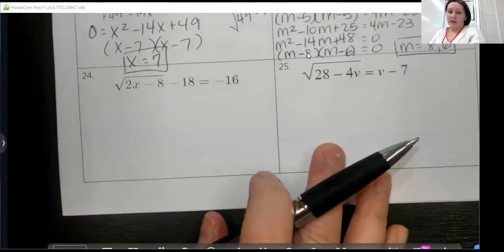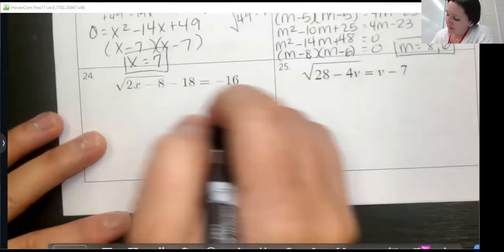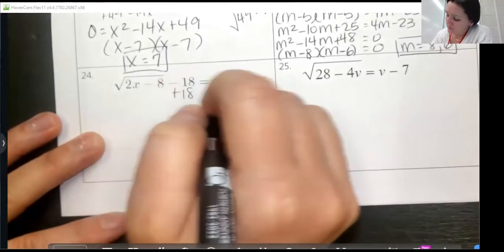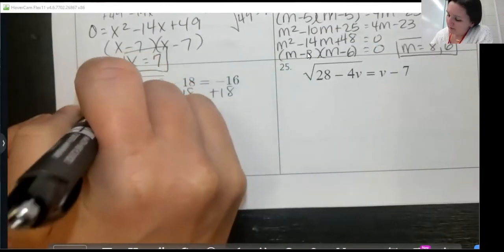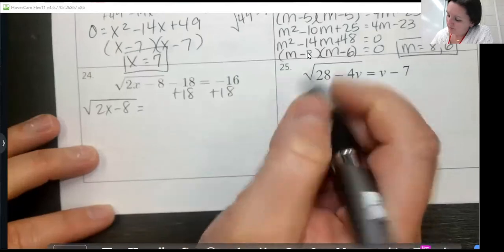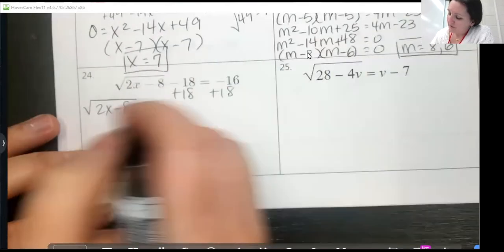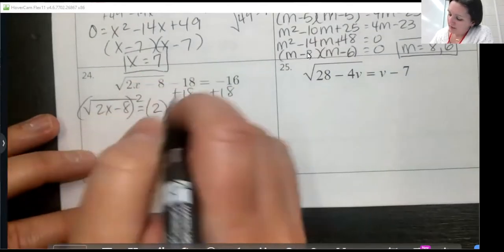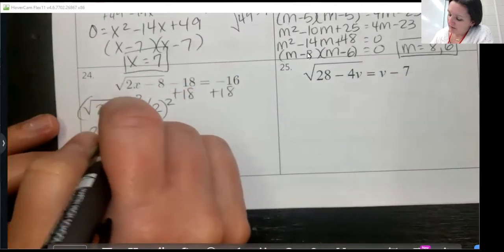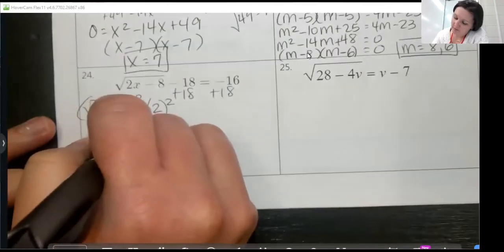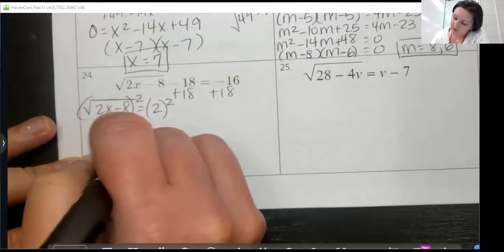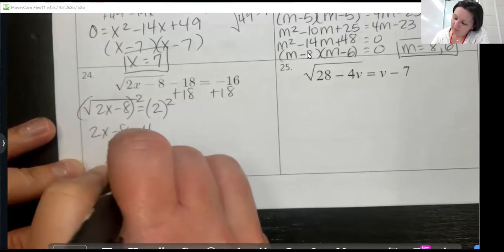My radical is not isolated, so we need to add the 18 to the other side. So we have the square root of 2x minus 8 equals negative 16 plus 18 is 2. We're going to square both sides. So we have 2x minus 8 equals 4, and then just solve it like a regular equation. No need to factor on this one. So we have 2x equals 4 and x equals 2.